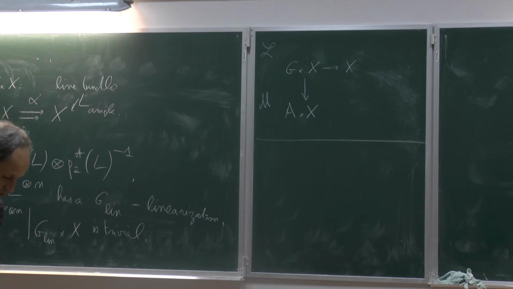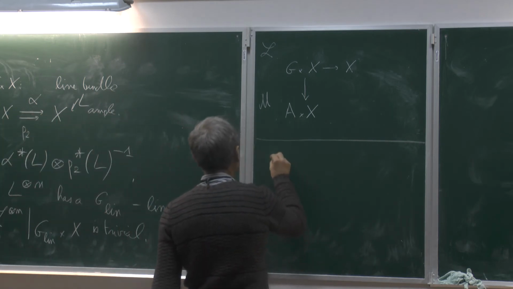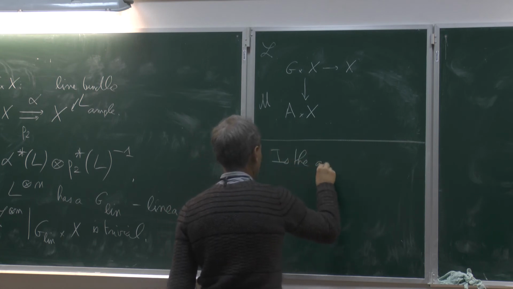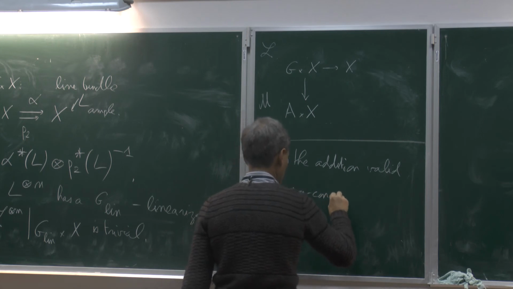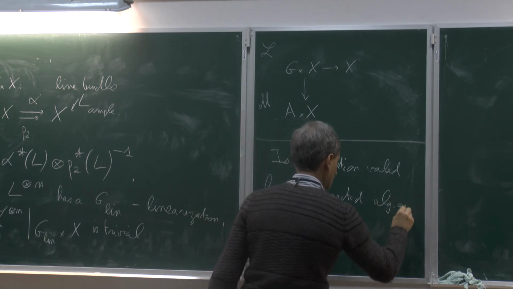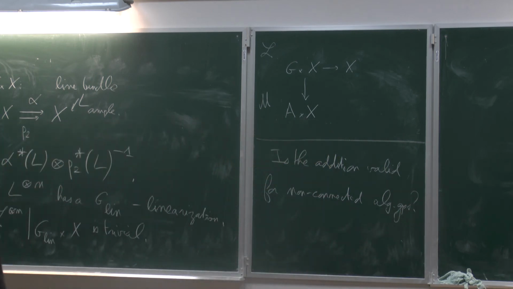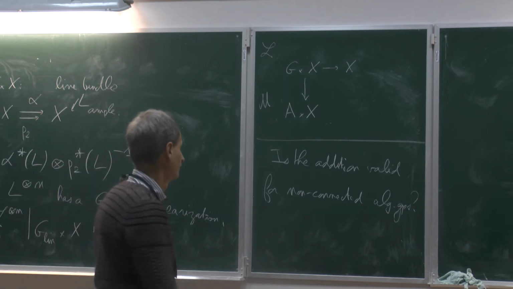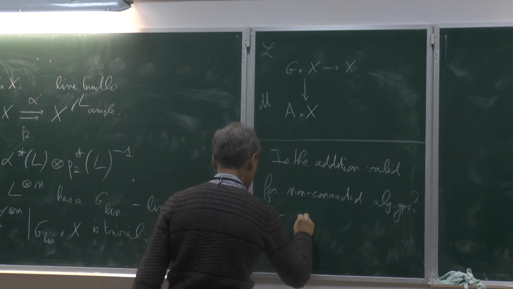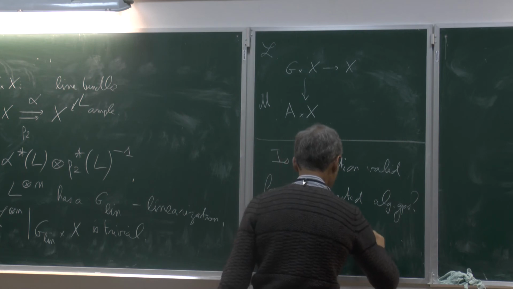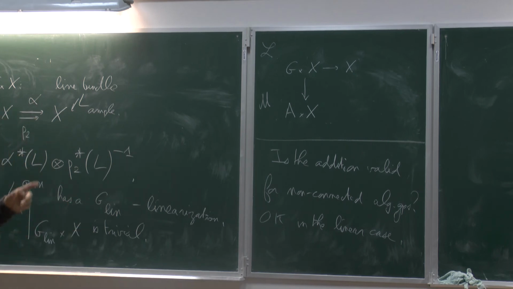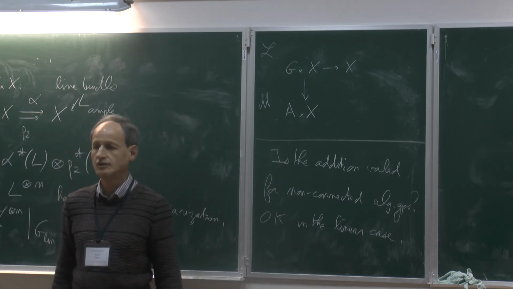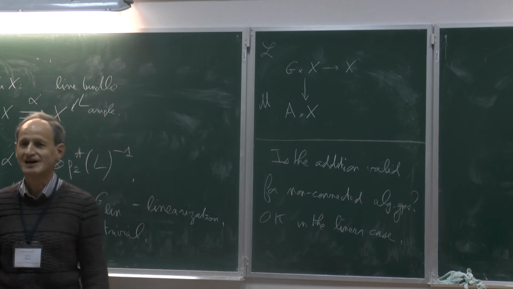As you see, the statements are okay for connected groups, but I think there is interest in non-connected groups, and the question is: is the addition valid for non-connected groups? You remember the Chevalley theorem and the addition of productivity. And this is okay in the linear case. And this is again some addition to Sumihiro's result, which is again some technical work. And in general, I don't know. It looks like a simple exercise, but I'm unable to answer this.